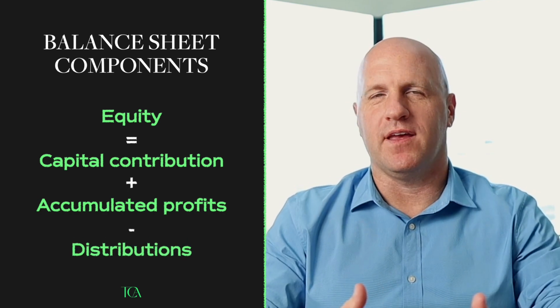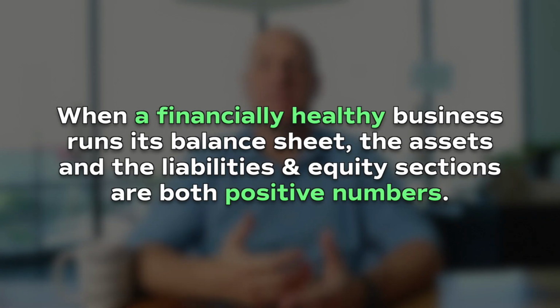But how should you be thinking about all of these terms and how they relate to the financial health of your business? When a business that's financially healthy runs its balance sheet, it'll see that both the assets and the liabilities and equity section are both positive numbers. And the bigger that number gets, typically it means the stronger your business's financial health is. On the other hand, when a business that's not as financially healthy runs its balance sheet, it'll see that those numbers start to go down or maybe turn negative. And once those numbers are negative, it means your business is upside down.